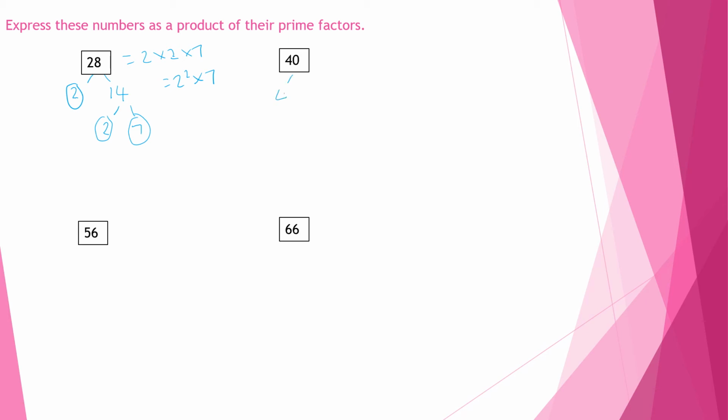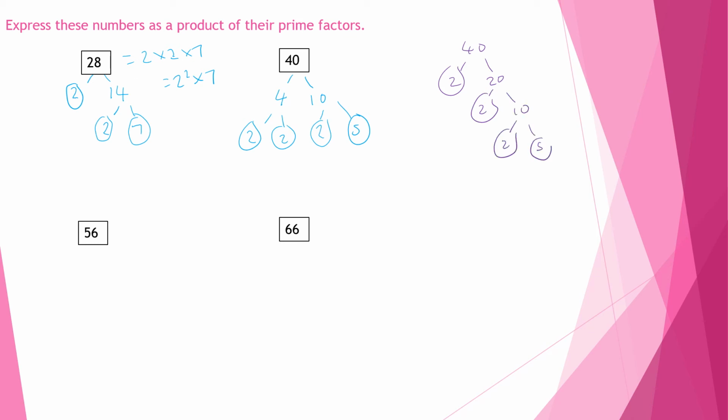40, I'm going to split that into 4 times 10, and then split the 4 into 2 times 2. And for 10, I'm going to split that into 2 times 5. Just to show you again, I could split the 40 as 2 times 20. I could do the 20 as 2 times 10. And then the 10 is 2 times 5. You can see I've got the exact same answer. It doesn't matter how I split it up. So 40 is 2 times 2 times 2 times 5, or 2 to the power 3 times 5.